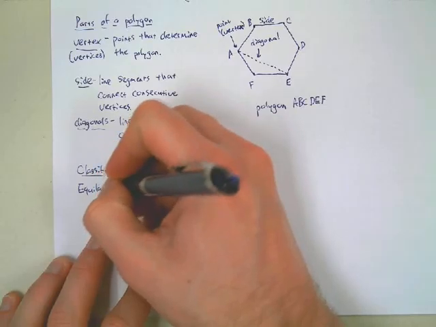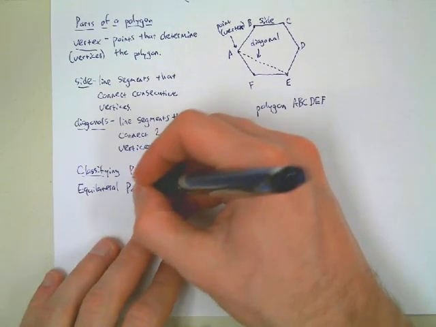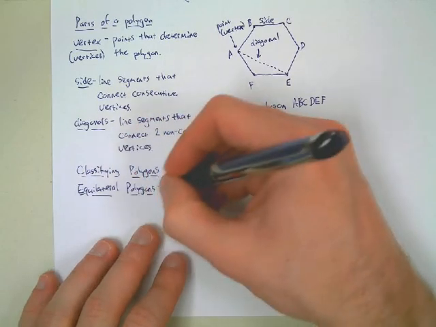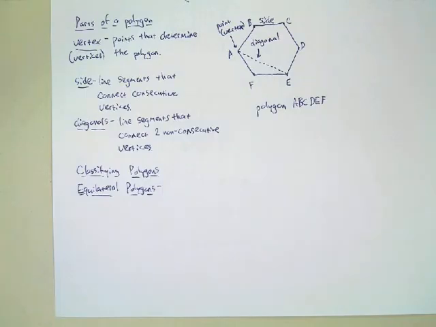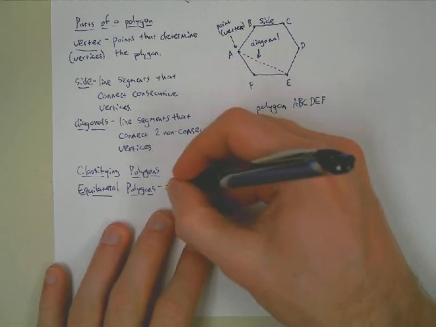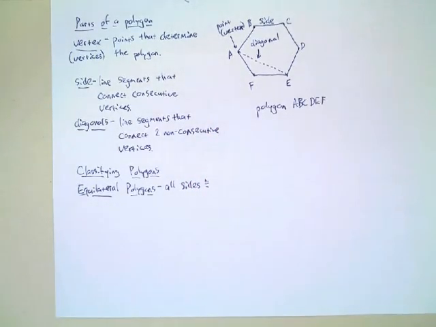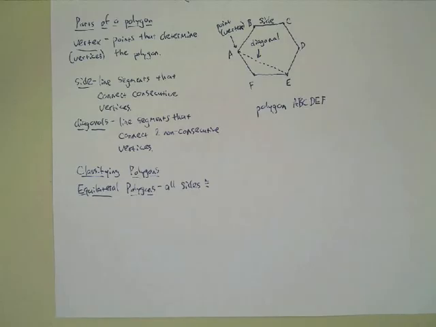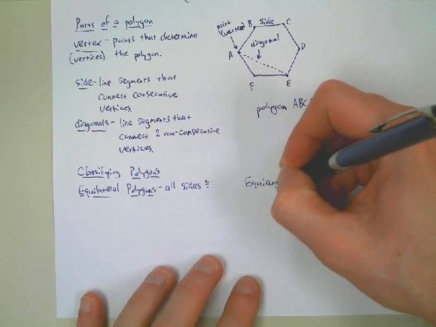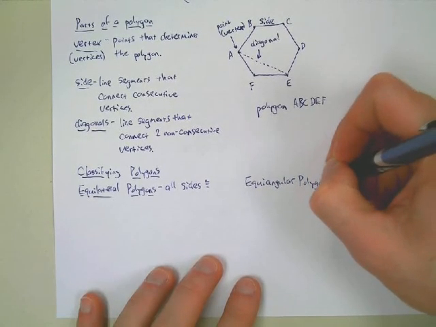All right, classifying polygons. So polygons can be equilateral. And equilateral means what? Anybody? All sides are congruent or equal. That's right. I'm going to use the congruency symbol there, just because I'm lazy and don't want to write the word out. We can also have equiangular polygons, which we just know means all angles are congruent.